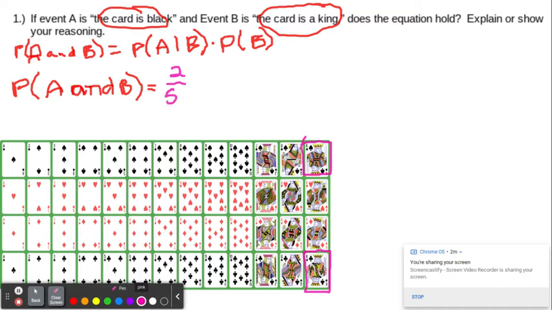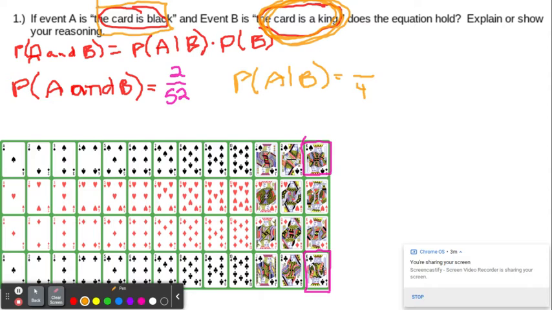Great, got it. Now I have to find the probability of A given B. That's a conditional probability. That means, given the fact that it's a king, so we always start with the denominator. Miss Lee told us this a couple weeks ago. Always start with the denominator. How many total kings do we have? We have 4. Out of those, how many of them are black? Well, we already said there's 2, so that's 2 out of 4.